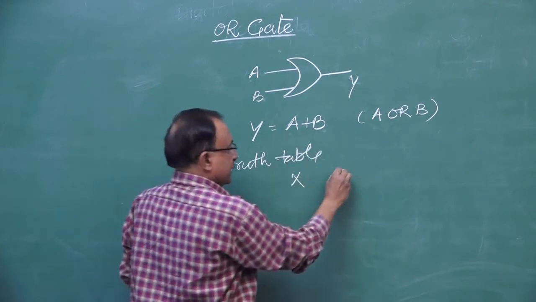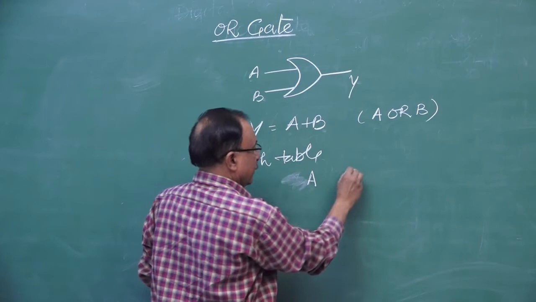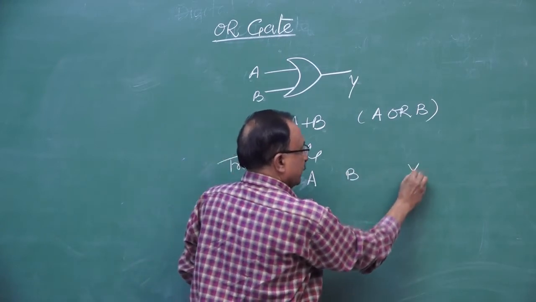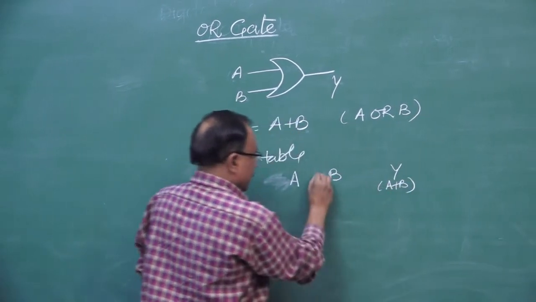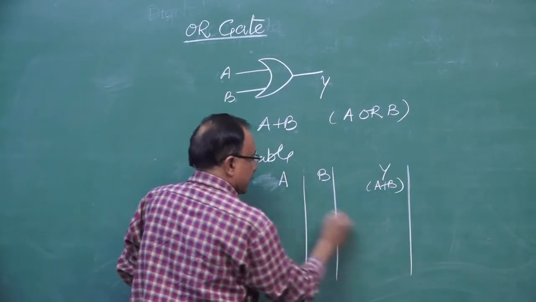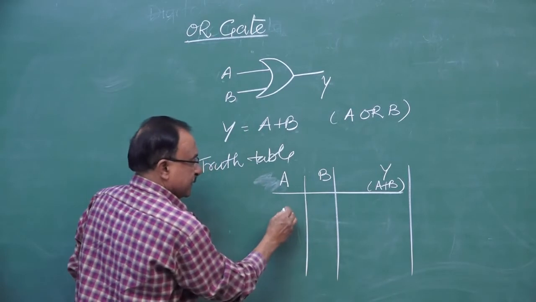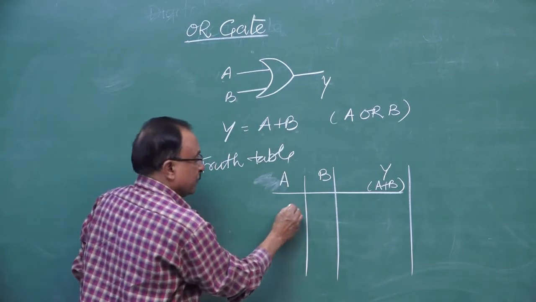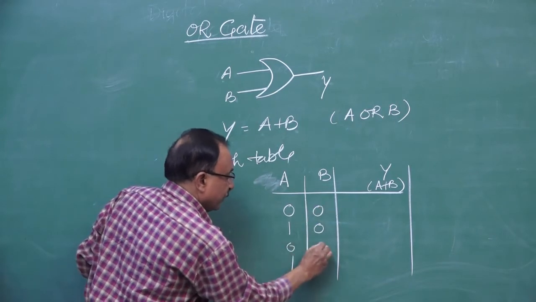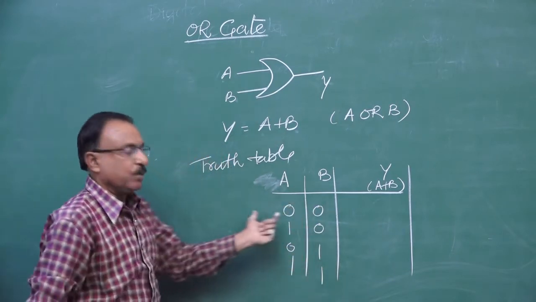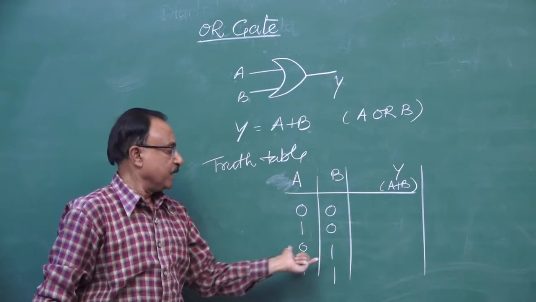we get the A input, we get the B input, the output is Y, output is A plus B. So we make a column for it. For the input we represent all possible combinations of the input. We can write 0, 1, 0, 1 and 0, 0, 1, 1. If you write this way, you get all possible combinations of input and output.